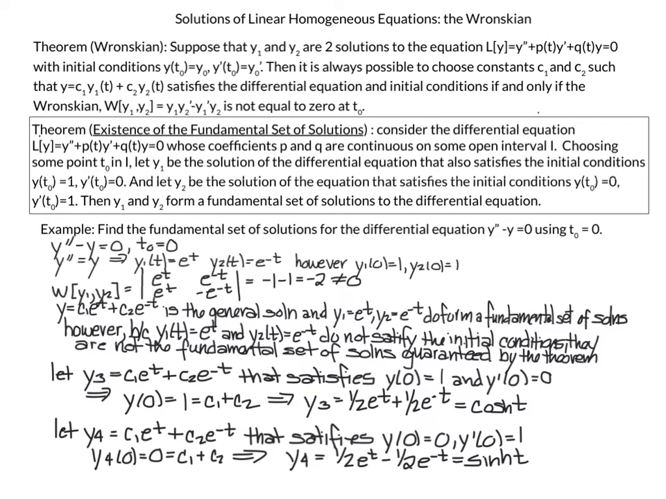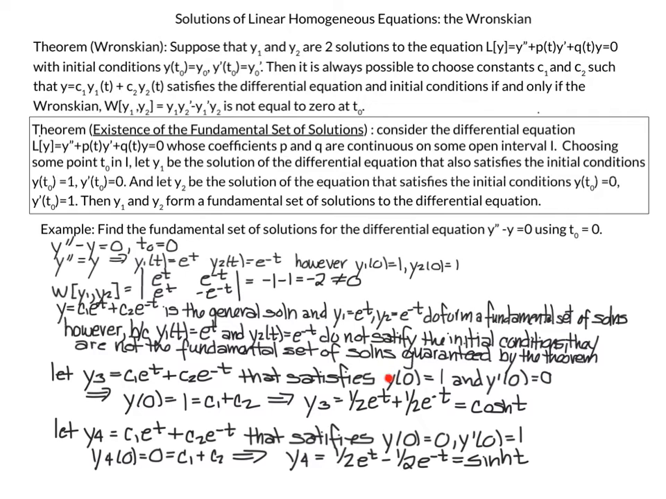We'll start with y3, and the thing we know about y3 is that it has to be of the form c1 e to the t plus c2 e to the minus t, because the Wronskian told us that this is the general solution. So we have y3 as our linear combination of e to the t and e to the minus t. But this solution here is the one that satisfies the fundamental set of solutions, and that tells us if y1 is the first solution, then it has to satisfy the initial conditions that y of t naught equals 1 and y prime of t naught equals 0.